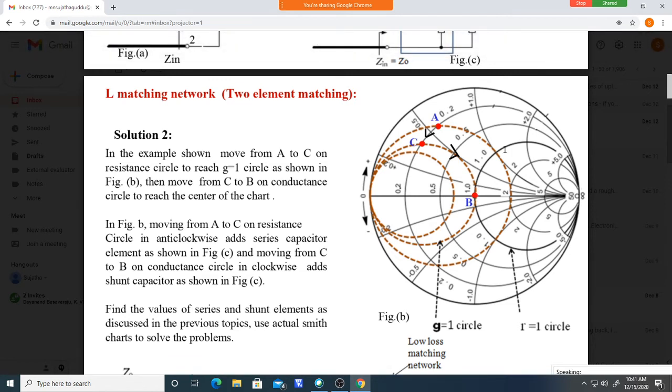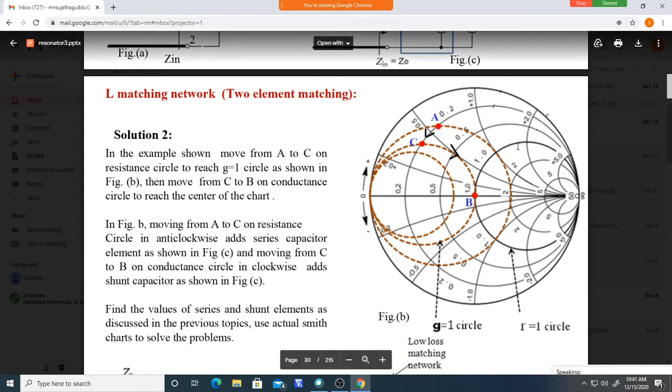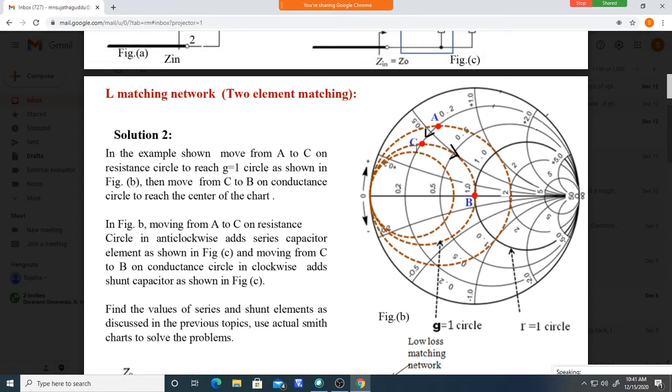If you want to reach this, there are only two options. You should be on the R equals one circle, or the G equals one circle. Then only we will be reaching here. And also you cannot move over the reactance circle and susceptance circle. For example, you are here. You should not move over the susceptance circle. You should move only over either the resistance circle or the conductance circle to reach this point. You should not move over the susceptance circle or reactance circle. That you should keep in mind.